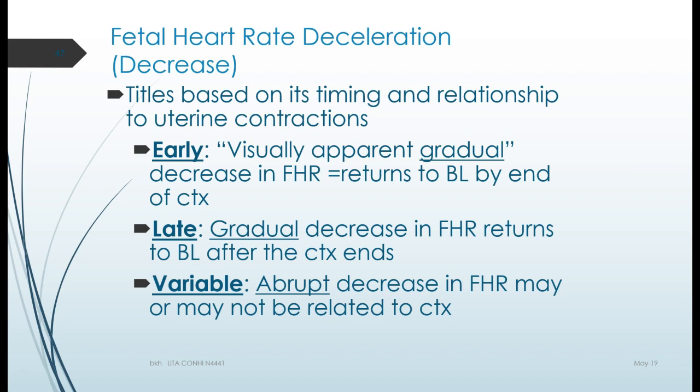And then our variable, an abrupt decrease in the fetal heart rate. You might see those only with contractions, or you might see them even if you don't have contractions. So a variable can be periodic or non-periodic. Just have to define and state that with about 50% of her contractions, she has a variable decel. And this is an abrupt decrease as opposed to the gradual for the other two. And this variable can look like a V, a W, or a U.